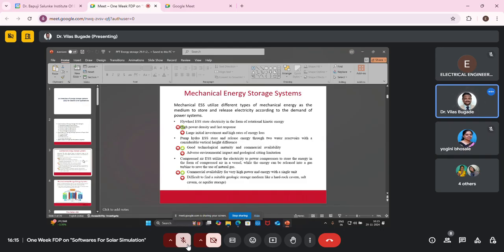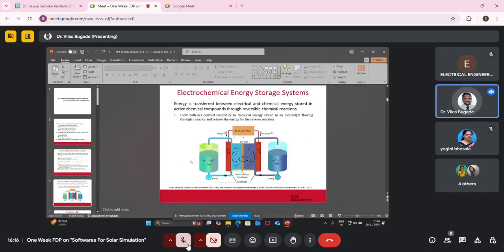So therefore, what we need to say in that case. Another is compressed air, where electricity powers a compressor to store the energy in the form of compressed air in a vessel, while the energy can be released into the gas turbine to save the use of natural gas. So this is one of the storage systems.